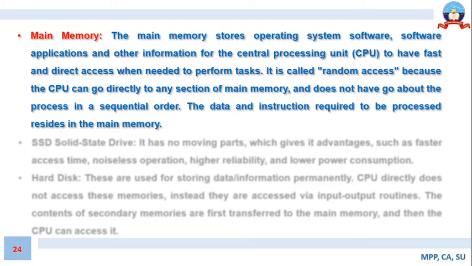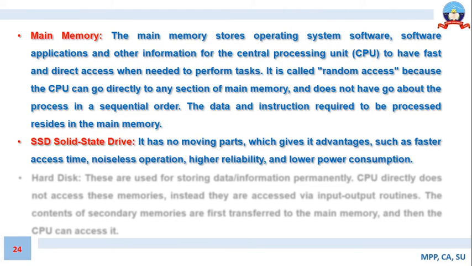So main memory stores the operating system program, the application program and all the other relevant information that's required by the central processing unit in order to perform operations. It's also called random access memory because the CPU can go into any location in the main memory in order to fetch the data or instructions.